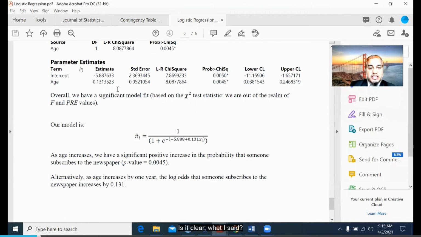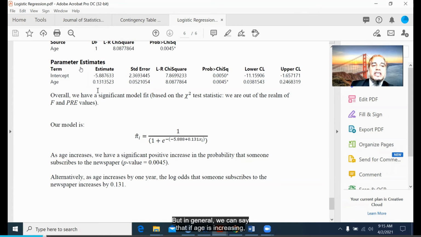Is that clear what I said? We have a positive increase in the probability. This is not the value of the probability; we are saying this is the positive increase in the probability. So how do you know the chance that someone subscribed to a newspaper? You have to plug in the value of age here to calculate the probability. You can calculate it using any value of x. For example, what is the chance that someone subscribed to a newspaper for a particular value of age?